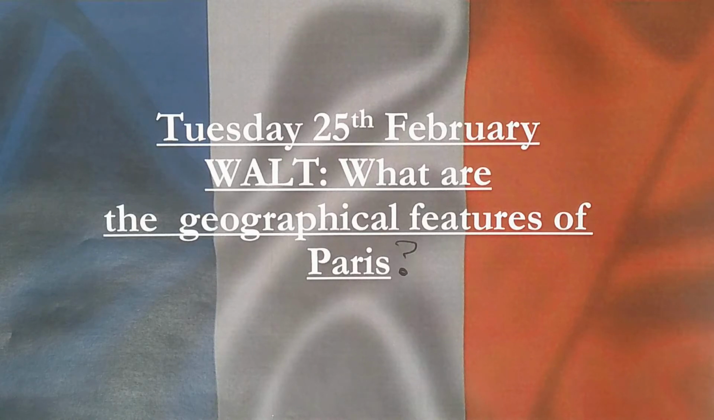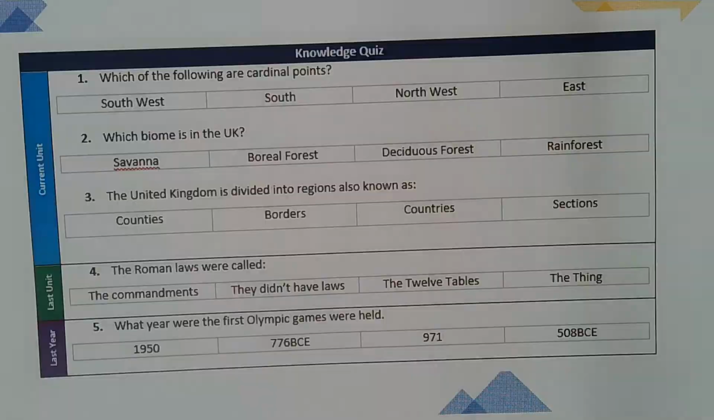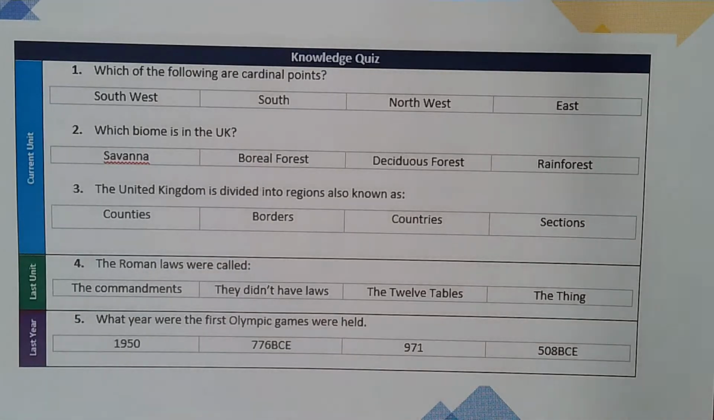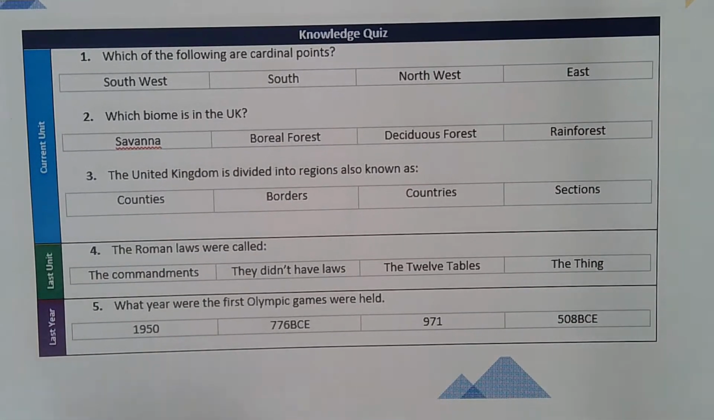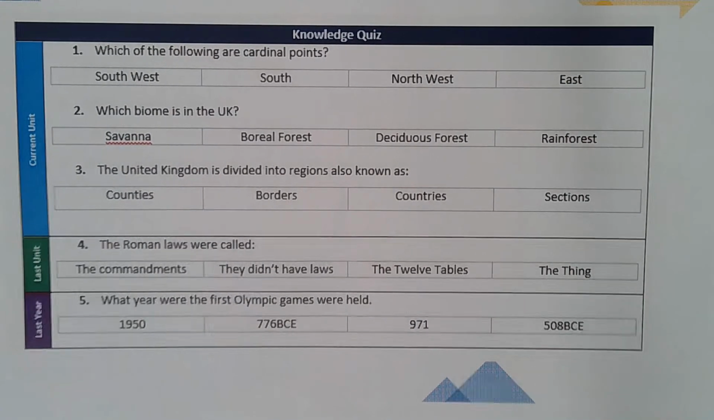First thing you're going to have to do, if you like, you can write the date in Walt if that's what you like to do. If not, we're going to move on and look at the do now. So here is your knowledge quiz. It is attached as part of your home learning document as always, or you can just simply write the answers into your book too. So you need to pause the video here and complete the knowledge quiz.